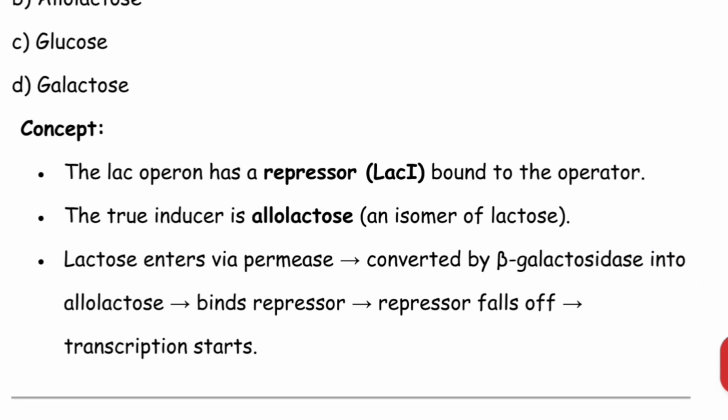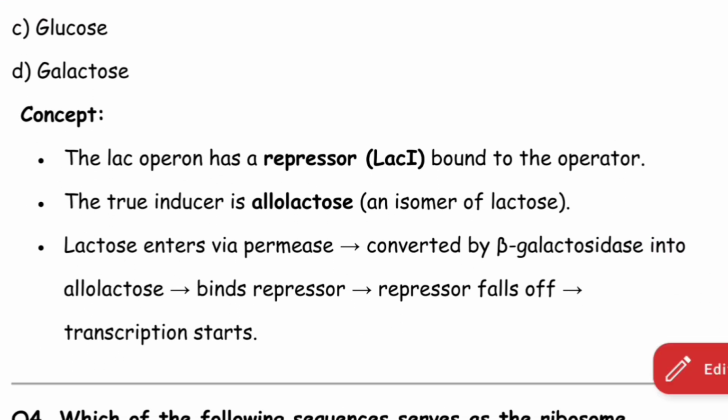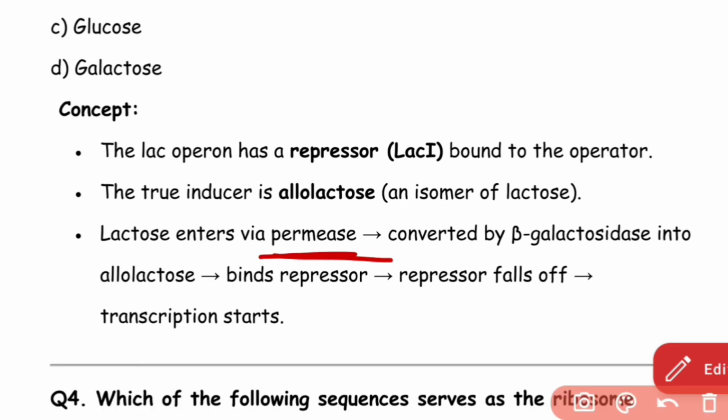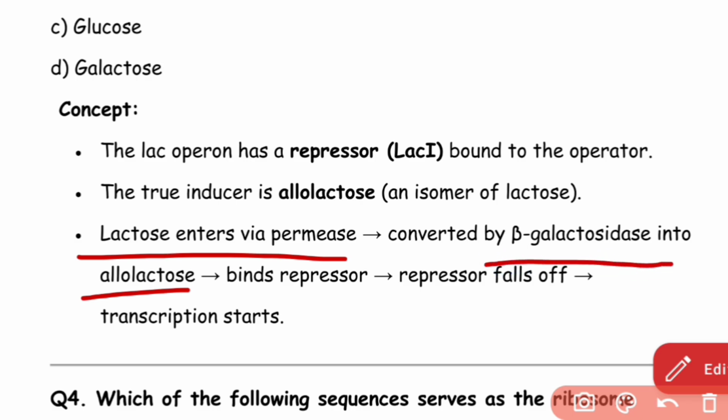Now this lac operon, as we have seen, has a repressor which is encoded by the lacI gene, and this repressor binds to the operator. Now the inducer here, as stated, is allolactose. When lactose enters, permeases are responsible for the entrance of lactose. Once lactose enters the cell by the permease enzyme, that lactose gets converted into allolactose, and this reaction is carried out by the enzyme called beta-galactosidase.